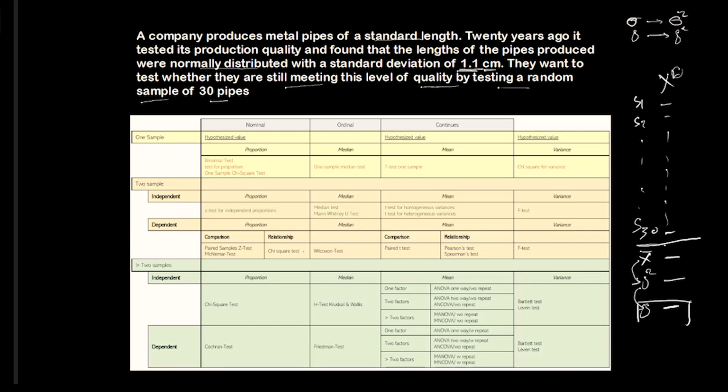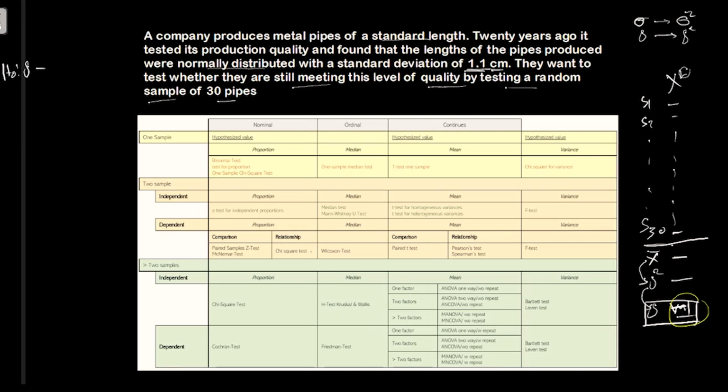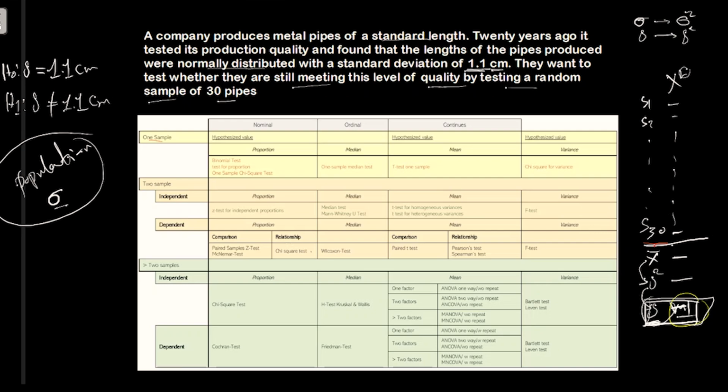So here I have the S value from this sample. The null hypothesis says S is equal to 1.1 centimeters. And the alternative hypothesis, S is not equal to 1.1 centimeters. Obviously, we have only one sample, and since it is continuous, either I am testing against the mean or the variance. Obviously, it is the variance, so I am here, and the right test to use is the chi-square for variance. Once again, you will run the test, it will give you a value, and then you compare, and then you will get rejecting or failing to reject.